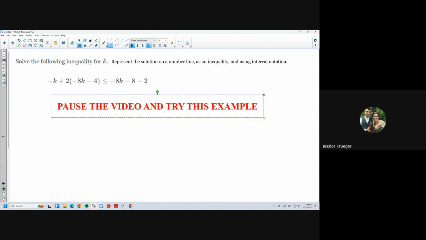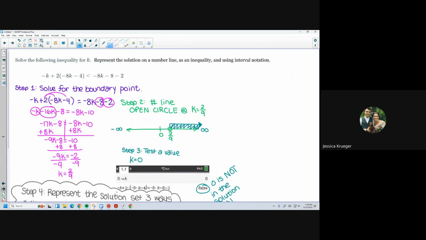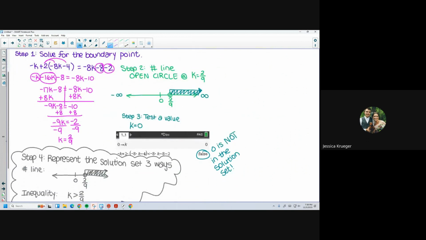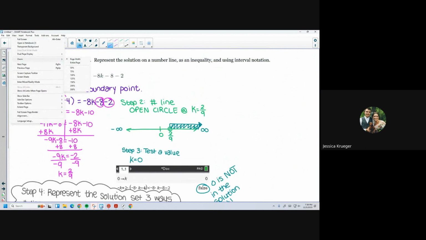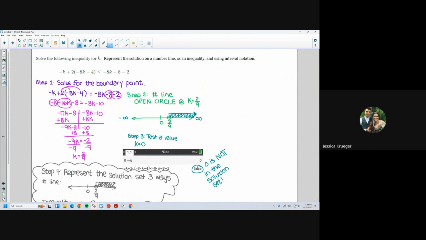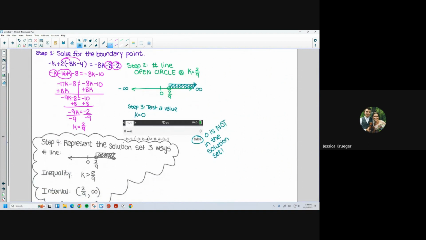Okay, here's one for you to try. It's modeled exactly like the one that we just did. So pause the video and give it a try. Here is your solution. I'm going to scroll down a little bit, and actually zoom out so you can see this. There we go. If you need to, please go ahead and pause the video right now so you can check your work.